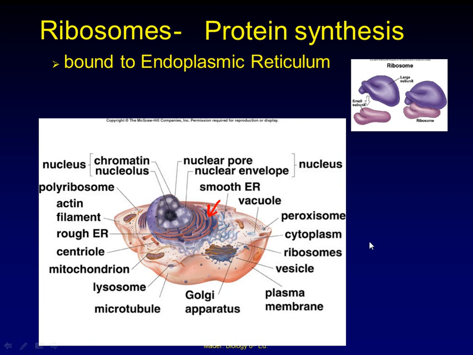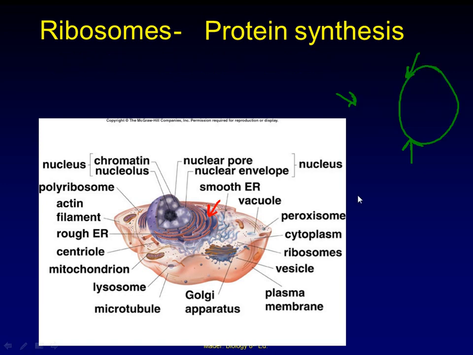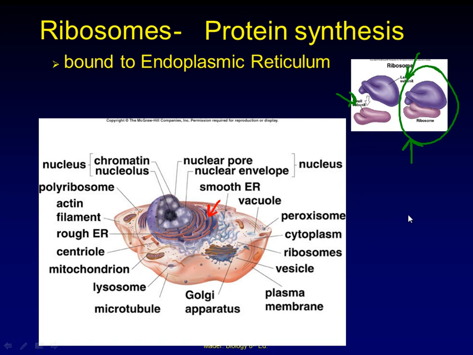And as you can see right here, the ribosome is actually a two-unit structure. There is a large unit and a small unit that comes together to form the ribosome when proteins need to be made. But we see it attached to the endoplasmic reticulum. There's two types of endoplasmic reticulum. We're going to talk about that in just a moment. This portion right here, which is closest to the nucleus, actually has the ribosomes on it.